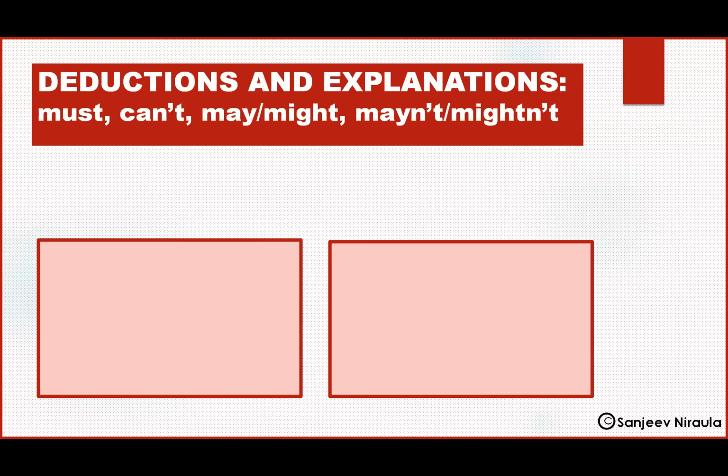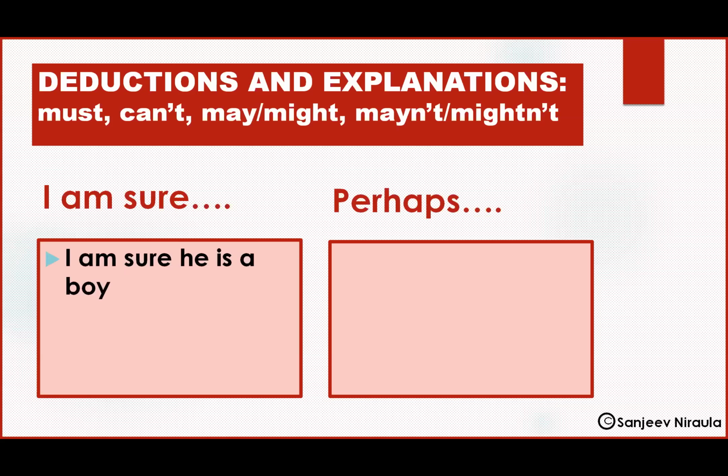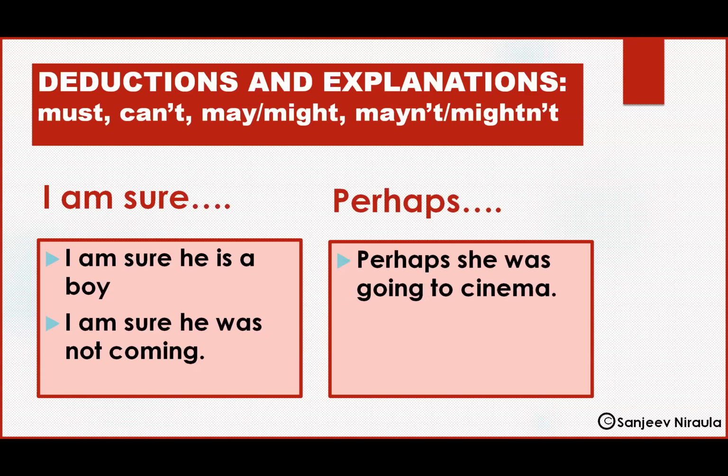Let's see two examples beginning with I'm sure and perhaps. I'm sure he is a boy. I'm sure he was not coming. Perhaps he was going to cinema. Maybe she is not coming.